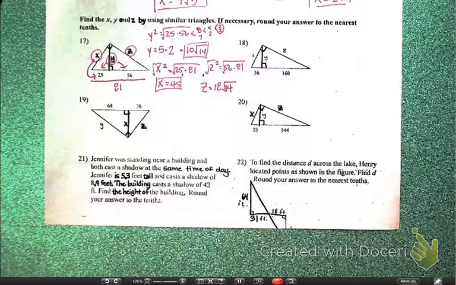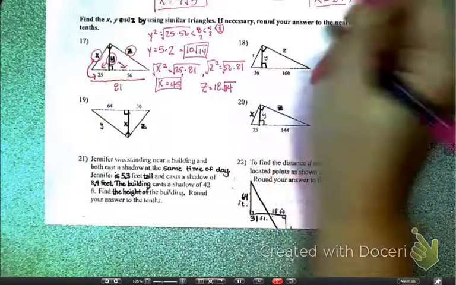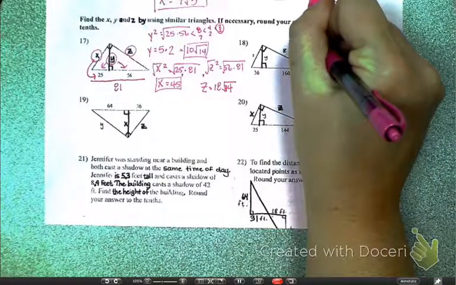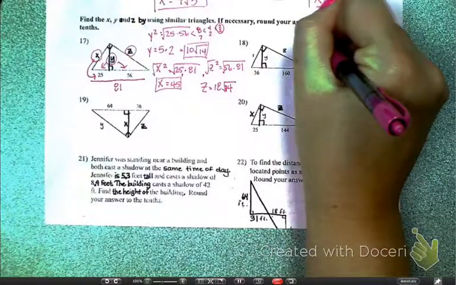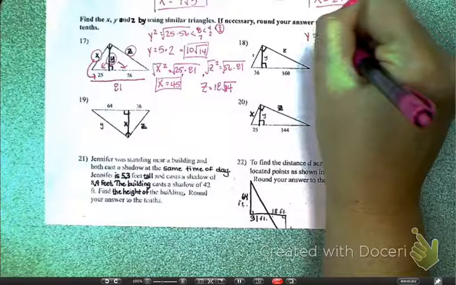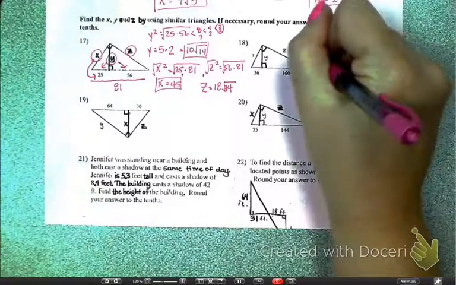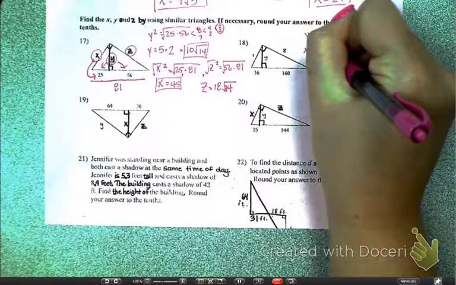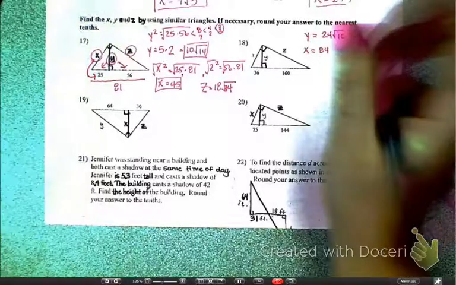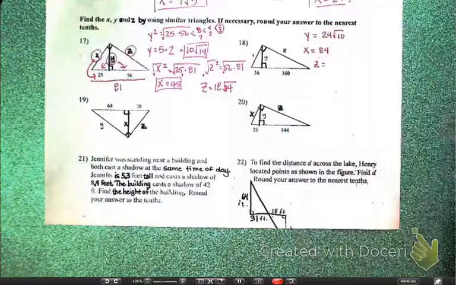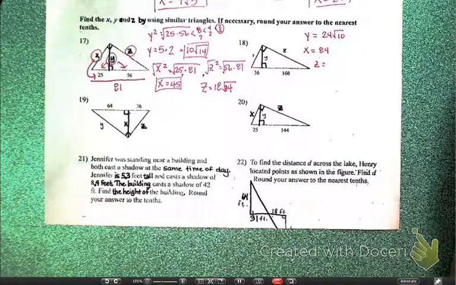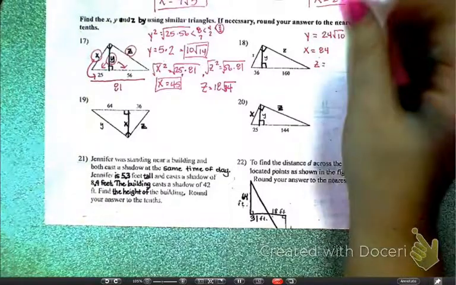I'm going to just give you the answers for 18, 19, and 20, and then whatever ones we need to do, we will. Okay? 18. For y, you should have gotten 24 square root of 10. For x, you should have gotten 84. And for z, you should have gotten 56 square root of 10.